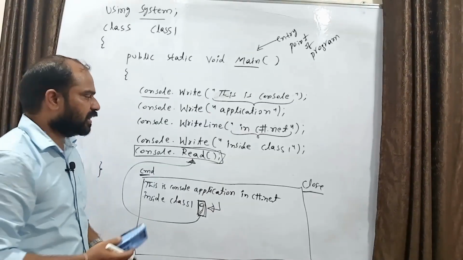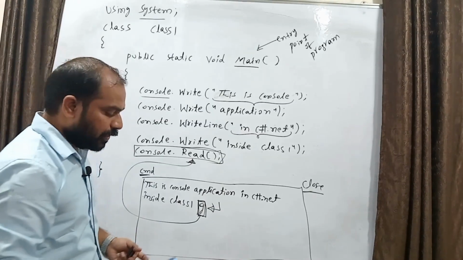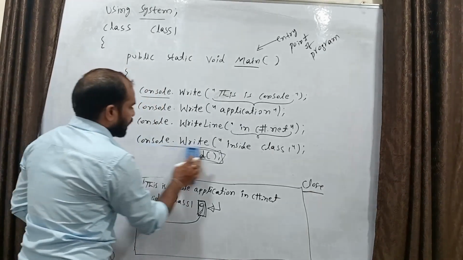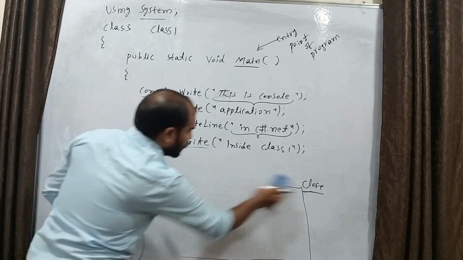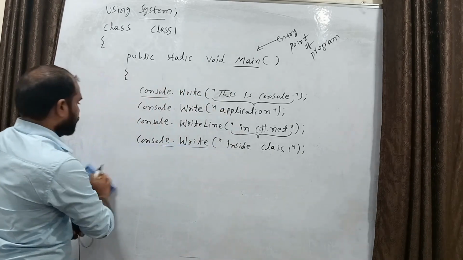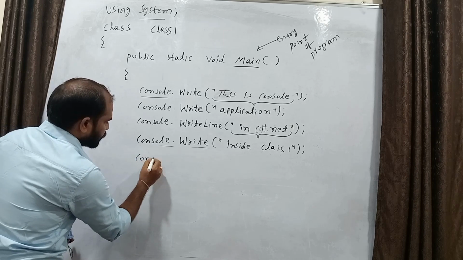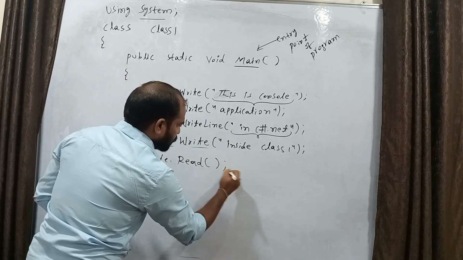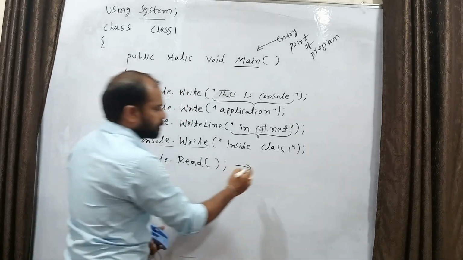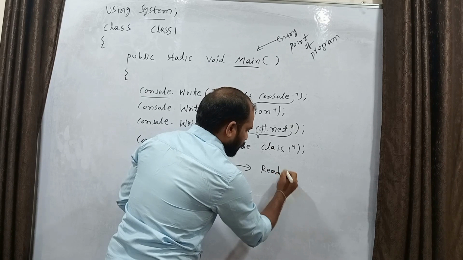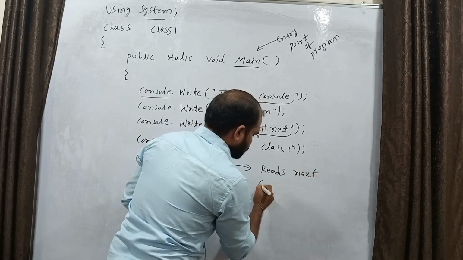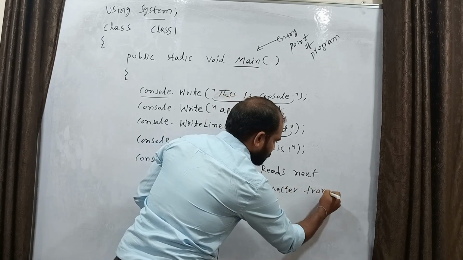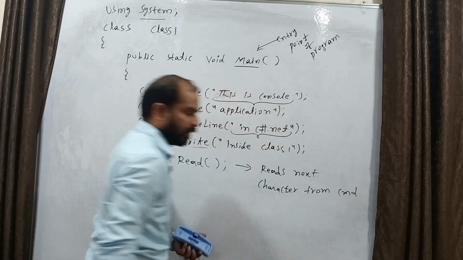The purpose of the Read, ReadKey, and ReadLine methods is to take data from the user from the command prompt. Now how many methods are there like this? Mainly three methods are there. First, the Read method, Console.Read. What is this method going to do? The Read method reads the next character. It will read a character only, from the command prompt or console.